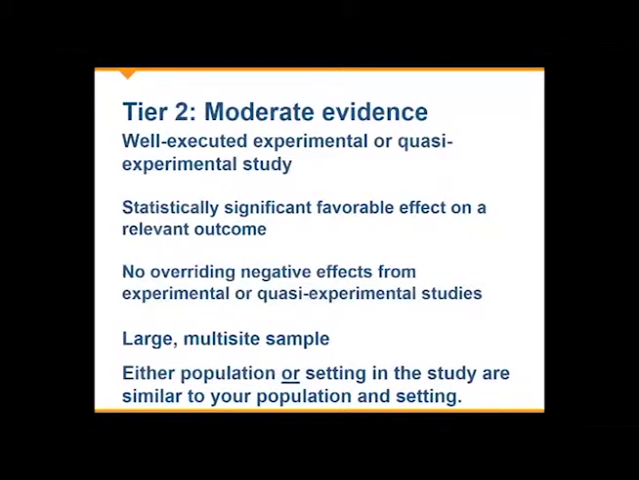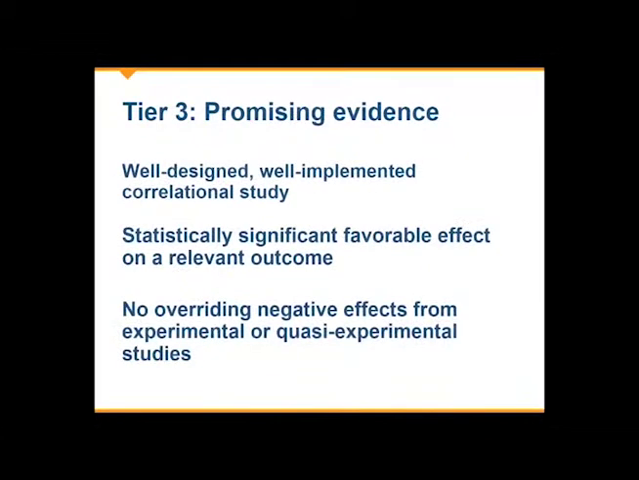Moderate evidence still has to be a well-executed experimental or quasi-experimental study. It has to have a statistically significant favorable effect on a relevant outcome, no overriding negative effects from experimental or quasi-experimental studies, a large multi-site sample. So far, Tier 1 and Tier 2 are exactly the same, except for the last characteristic. Either population or setting in the study are similar to your population and setting. So in Tier 1, it had to be both population and setting. In Tier 2, it's population or setting.